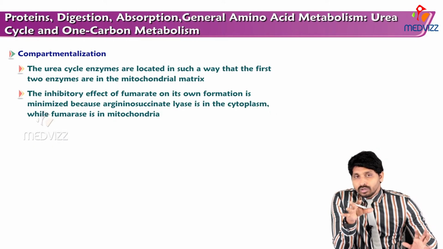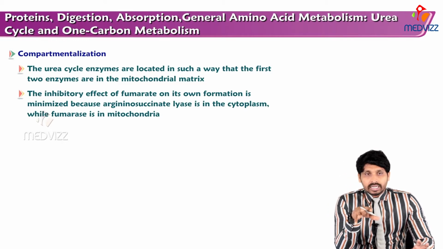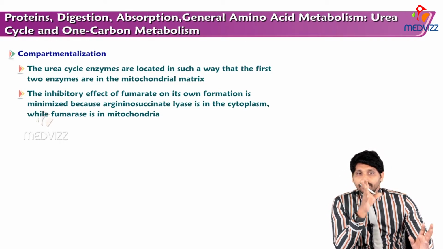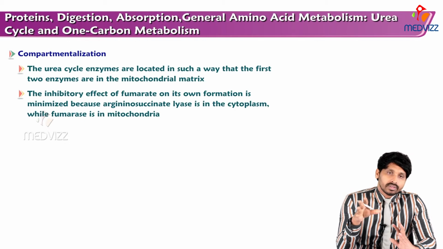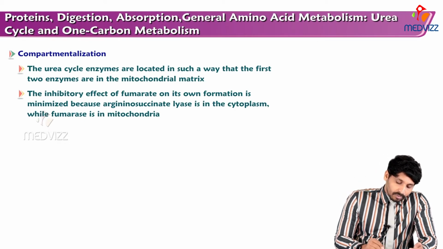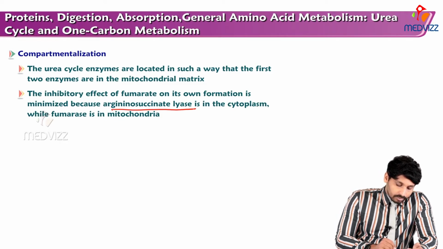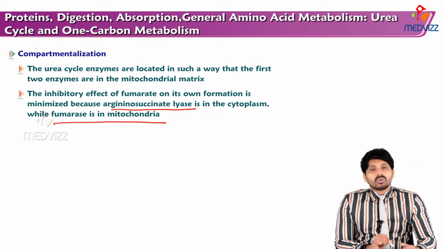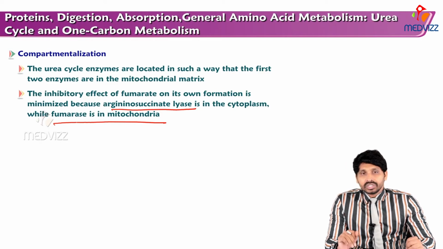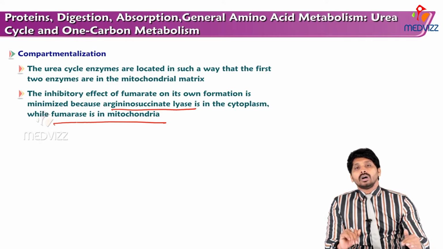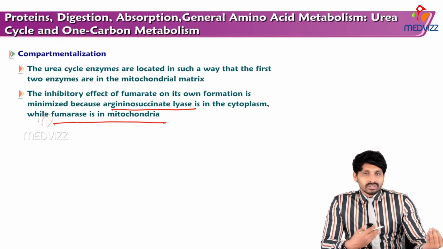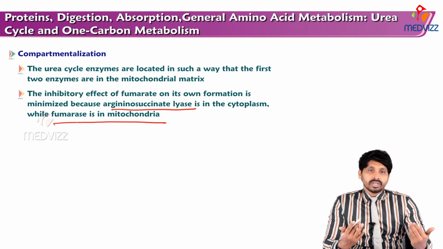Compartmentalization: this way also there will be regulation over the urea cycle. Urea cycle enzymes are located in such a way that the first two enzymes are in the mitochondrial matrix and the rest of the three are in the cytoplasm. So the inhibitory effect of fumarate on its own formation is minimized because argininosuccinate lyase lies in the cytoplasm while fumarase is in the mitochondria. So it may not have much inhibitory effect.